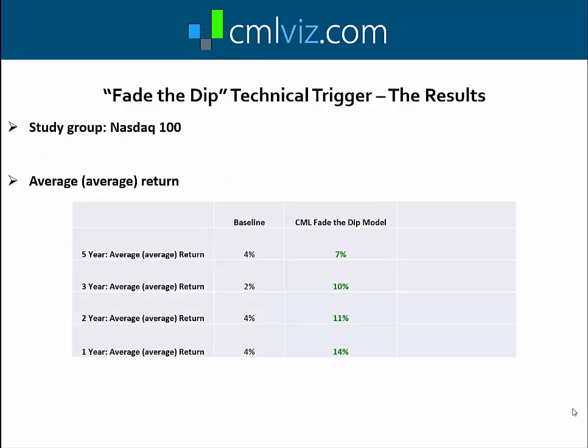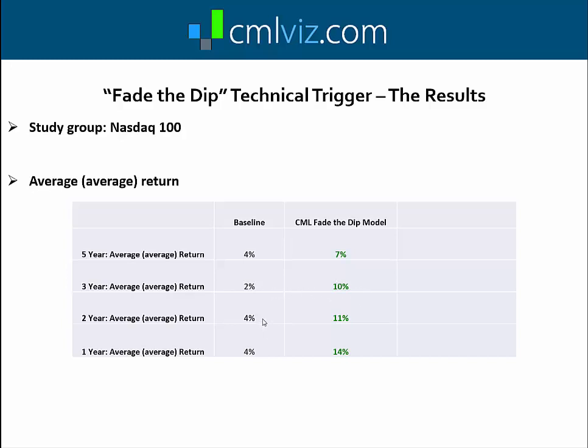Now we can look at the results of the fade the dip technical trigger. Using the constituents of the NASDAQ 100, we looked over 5 years, 3 years, 2 years, and 1 year. The baseline put spread, selling a 40 delta, 30 delta put spread, over 5 years, the average trade across thousands of trades was 4%. In the fade the dip model, that return nearly doubles. That's every 30 days. The 3-year return was 2% for the baseline. That result quintuples with the fade the dip model.